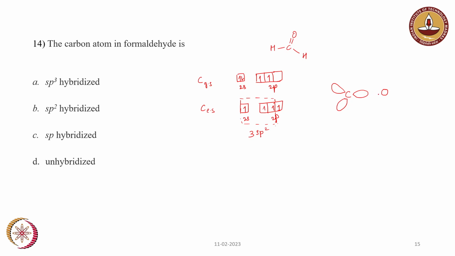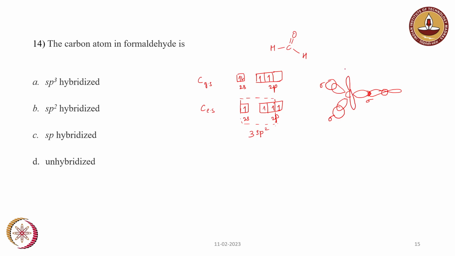So oxygen has 2pz, so it forms a bond with one of the hybrid orbitals, which is the sigma, and two other hydrogens form sigma bonds, and carbon has one unhybridized p orbital.